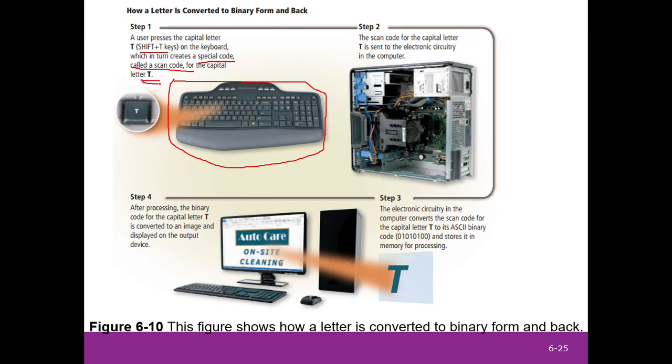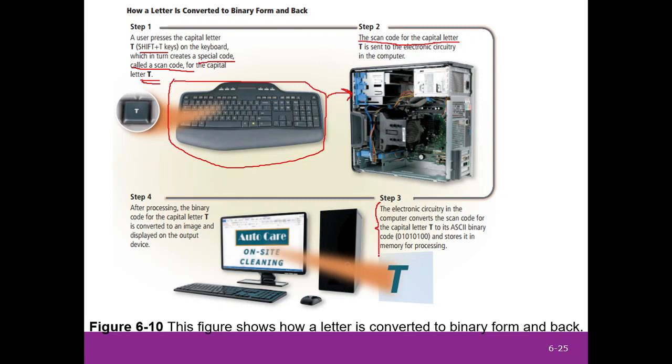Capital T ke liye ek special code generate karega jisko scan code kehte hain. That scan code is sent to the CPU. CPU ke andar keyboard controller laga hoga. Wo jo keyboard controller hai, it will look at the scan code and it will determine that capital T has been pressed. So it will generate the ASCII code for capital T.